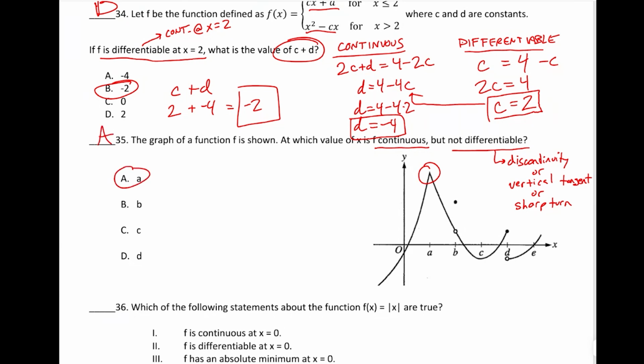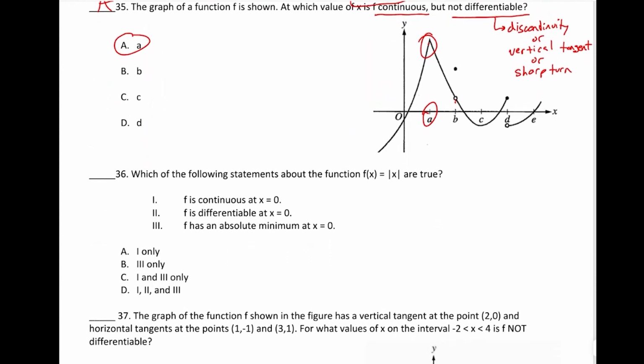B, we do have a discontinuity, so it's not continuous at B. D, we've got a discontinuity, so it's not going to be continuous. And I guess that's all we had to check. Oh, C. C is continuous, but it's also differentiable. So we don't have a discontinuity, a vertical tangent, or sharp turn there. So yeah, our answer here is going to be A.